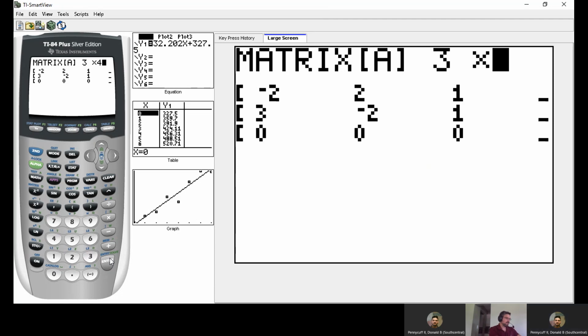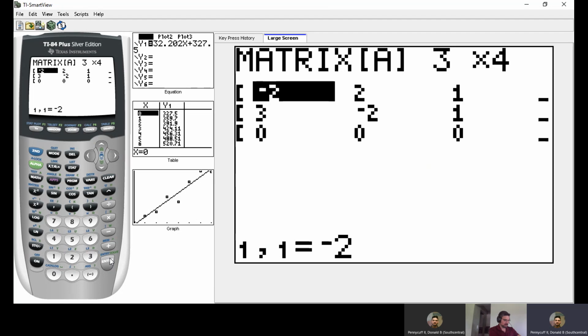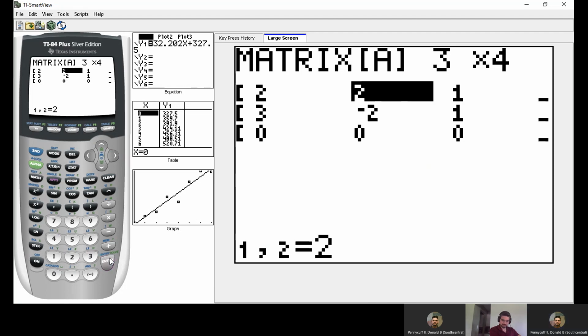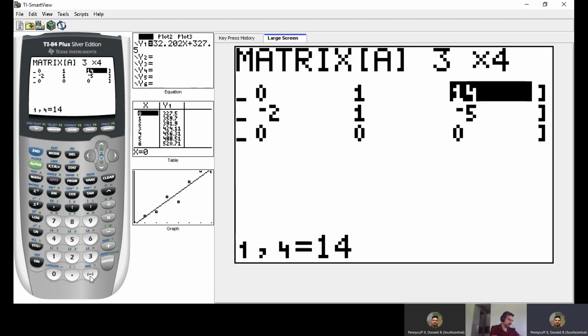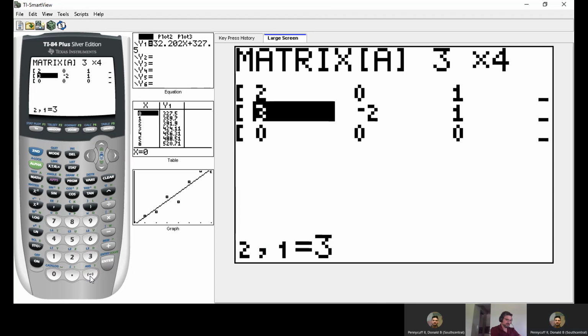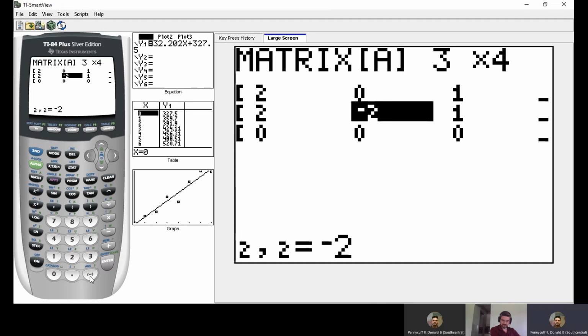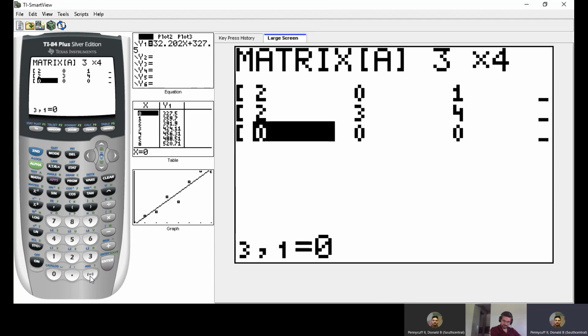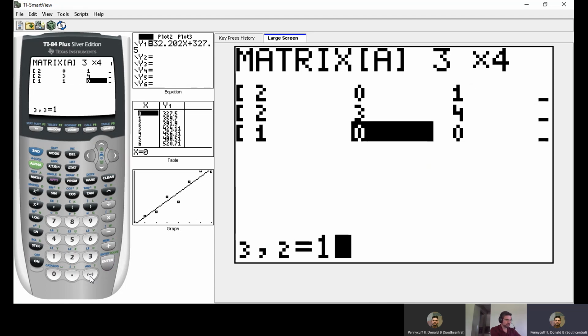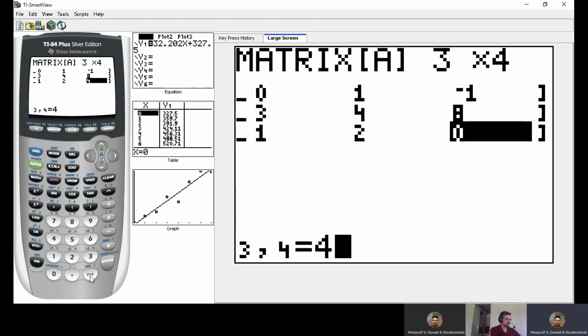Okay. So I'm just going to go down and type in my numbers. 2, enter. 0, enter. 1, enter. Now for the negative, make sure you use the negative sign down here at the bottom. So that's -1, enter. 2, enter. 3, enter. 4, enter. 8, enter. And then at the bottom row, 1, enter. 1, enter. 2, enter. And 4, enter. Now that I have everything typed in, I'm going to go second, quit.